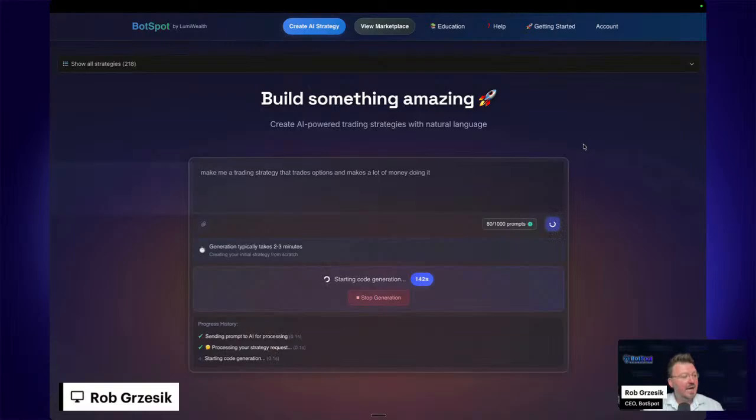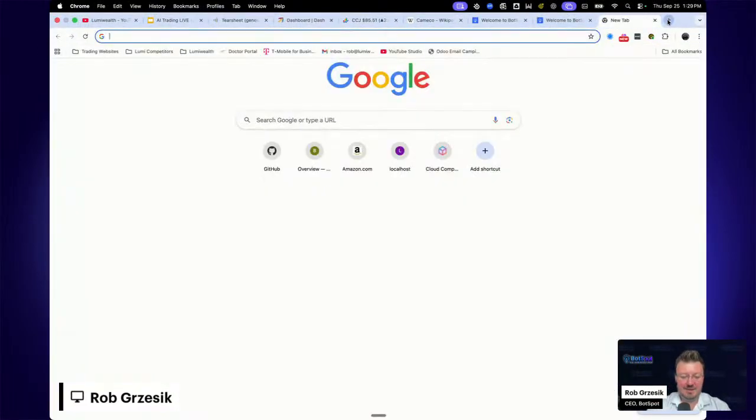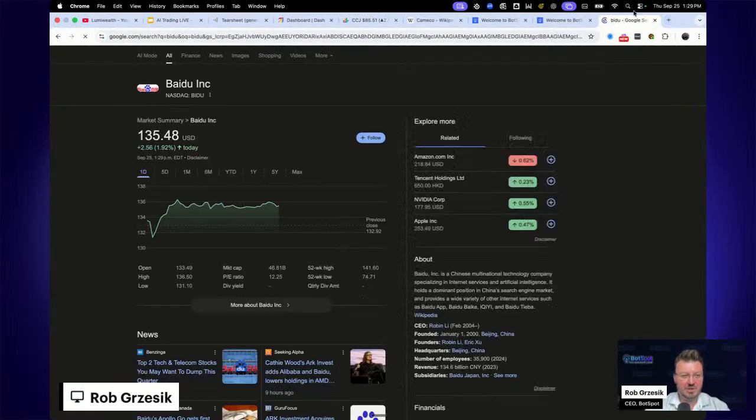Another one that I have been thinking about lately is trading Alibaba and Baidu. I don't know if you guys are familiar with those companies. They're Chinese equivalents to Amazon and Google. And you might ask, why the heck do I care about those? Well, let's take a look at how they've been performing. And this should answer part of your question.